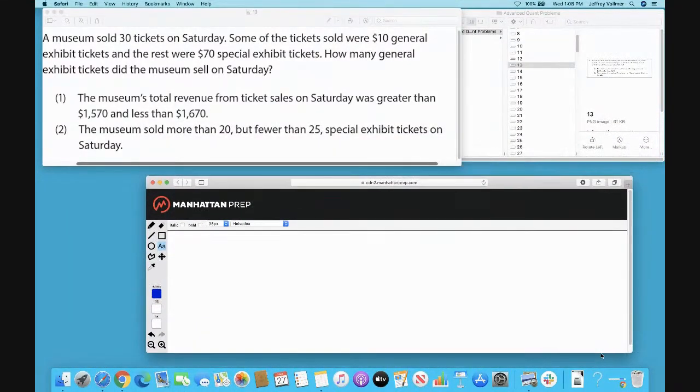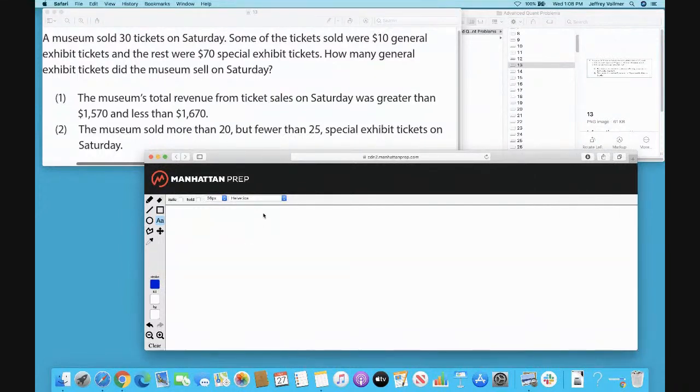All right, so the museum sold 30 tickets. I'm going to write some stuff down, type this out: 30 tickets. On Saturday, there were $10 general, $70 special exhibition tickets. Any general tickets? All right. Well, if I could figure out how many special tickets were sold, I could figure that out too. How many specials?